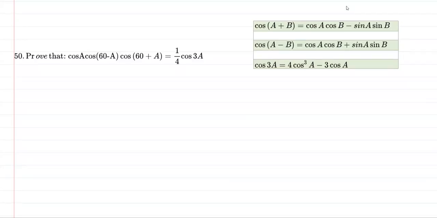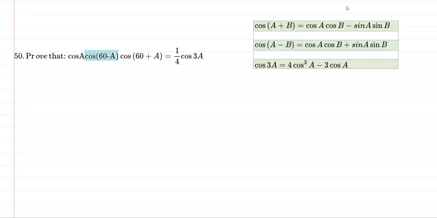In this video, I'll solve this question that says prove that cos A cos(60 minus A) into cos(60 plus A) is equal to 1/4 cos 3A. See, this question can be done using these three identities on expanding cos(A plus B), cos(A minus B), and applying cos 3A in the reverse order. So first we'll apply this identity over here.